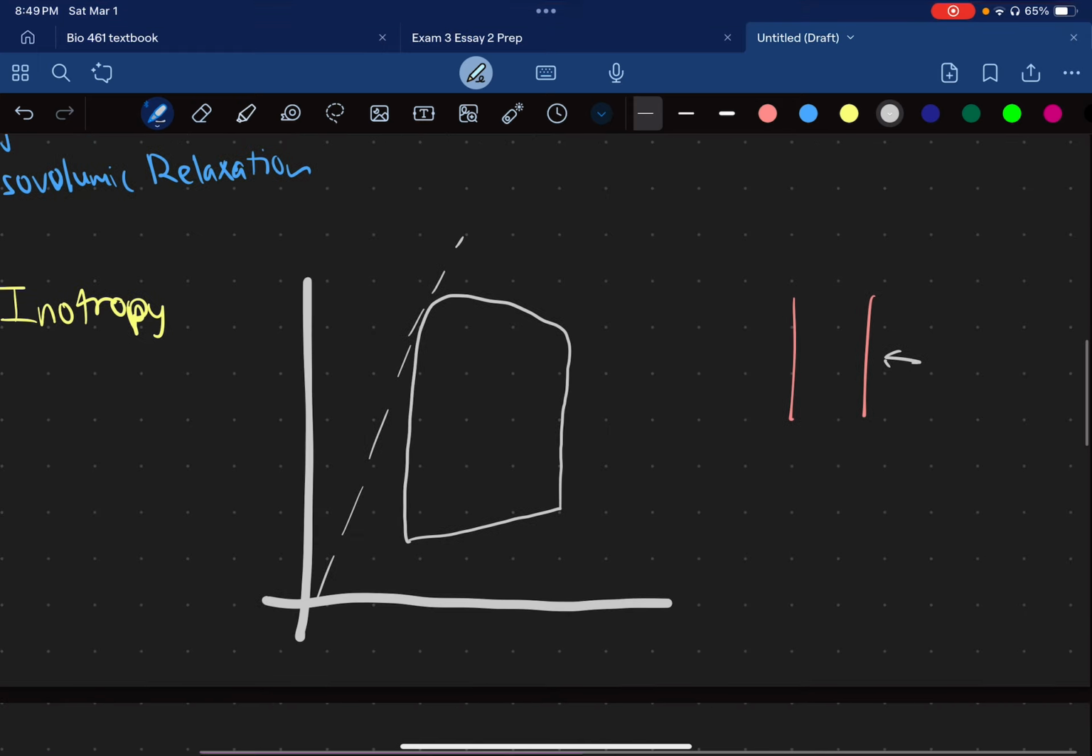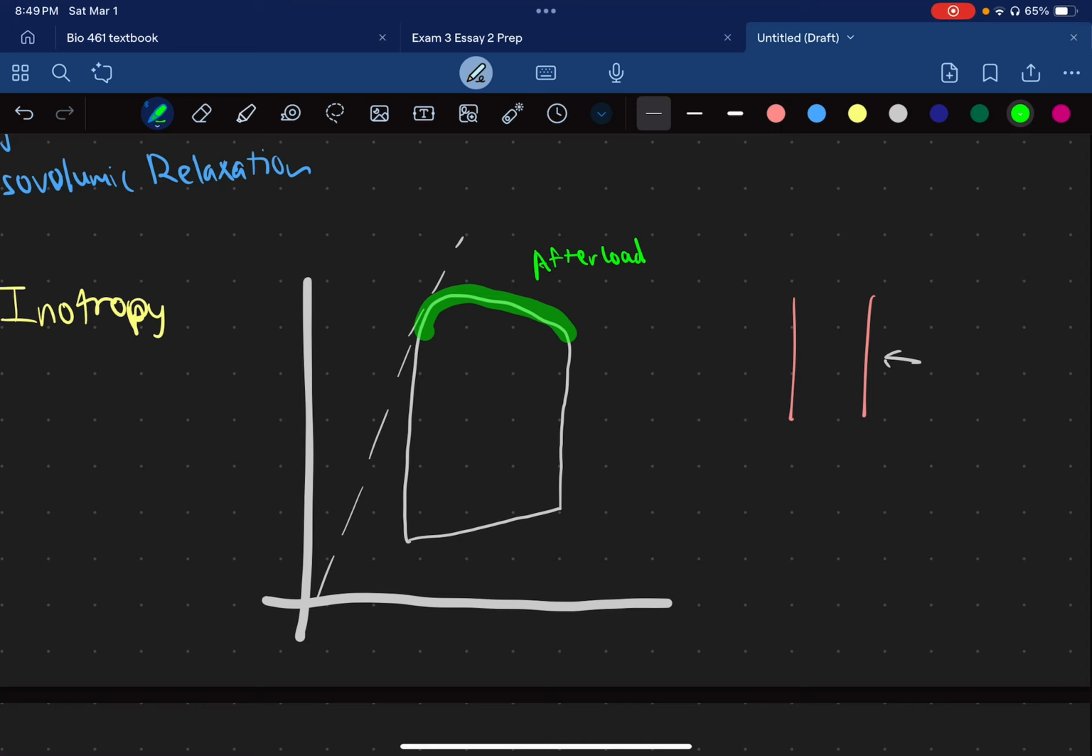Another thing that we can look at here, I'll just highlight it in green, is something called our afterload. Afterload is the resistance that the heart needs to overcome to be able to pump blood out of the ventricle. So if we've got more blood pressure, more say vasoconstriction, then it's gonna be more afterload.